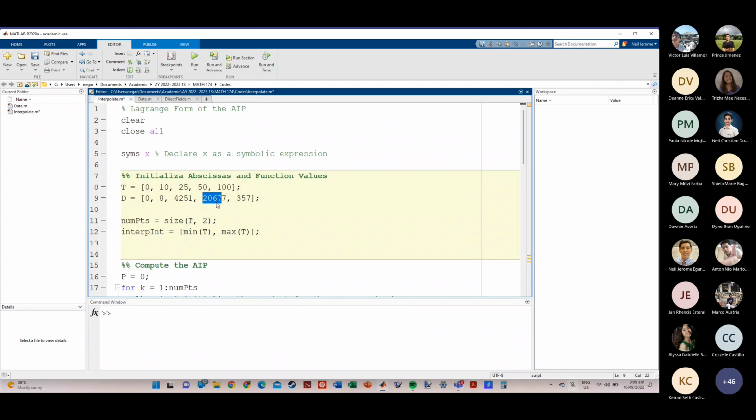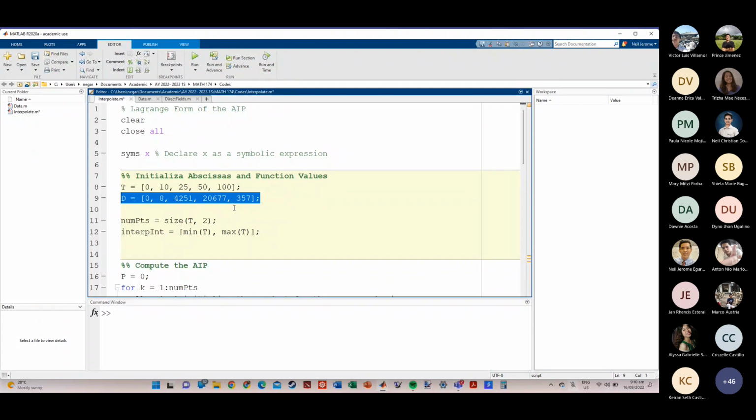So mag-initialize lang ako. So pag nabago yung data, nagagawan ko ng interpolating polynomial, edi i-edit ko lang yung lines 8 and 9. Alright? Yung T para sa abscissas, yung D para dun sa function values. Alright? And then, nakadepende yung karamihan ng gagawin natin sa for loop doon sa ilang points yung given.